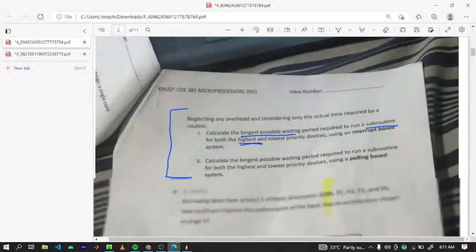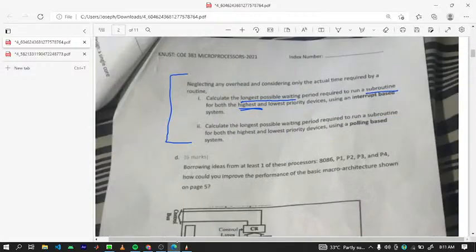This one is really on my heart. Okay, so they're telling you that yes, they also included using an interrupt based system. We'll get to the polling soon.